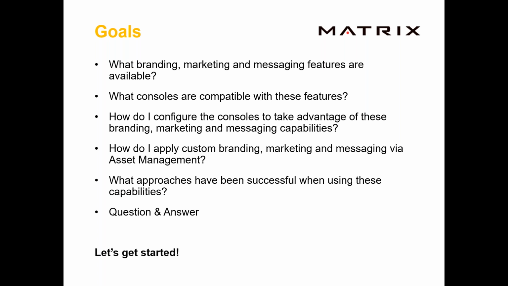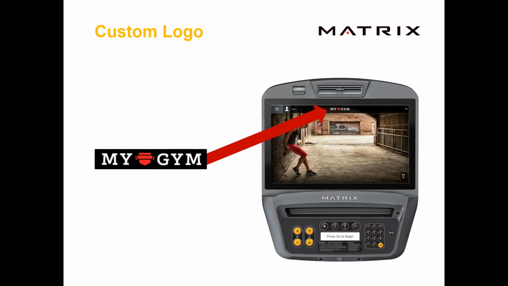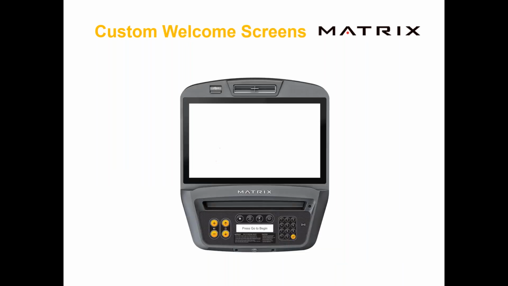All right, let's get started. So let's talk about the features that are available when it comes to the custom branding, the custom marketing, and the custom messaging. The very first item up for bids here would be the custom logo. You can see here on this image that we've got a custom logo, My Gym, that has replaced the standard Matrix logo right there on the header bar of my touchscreen console. That's the custom branding element of this particular product.